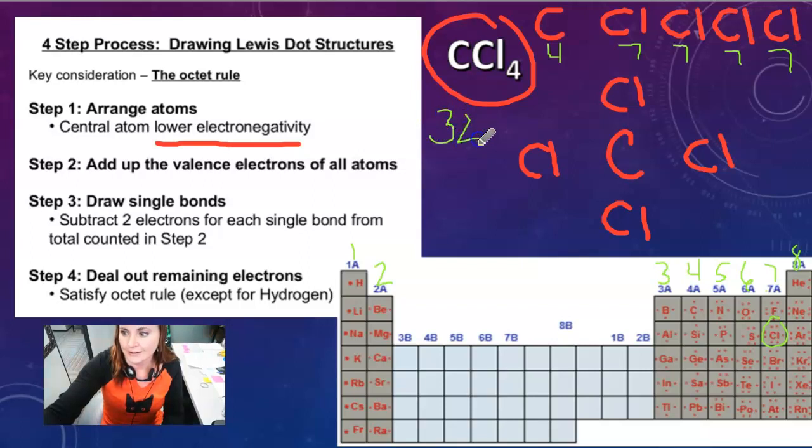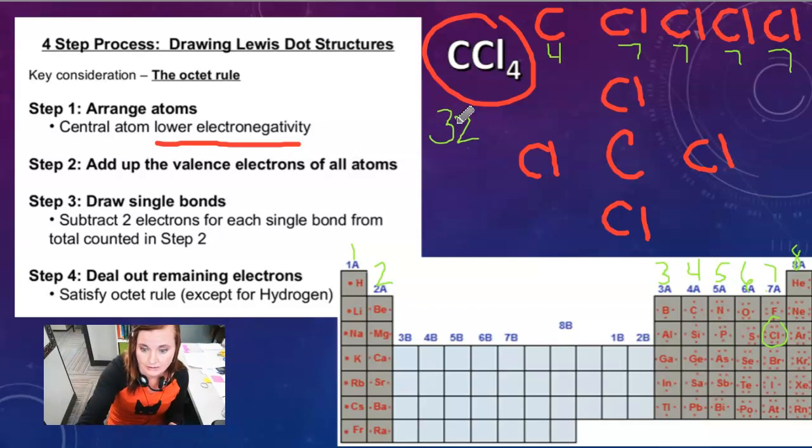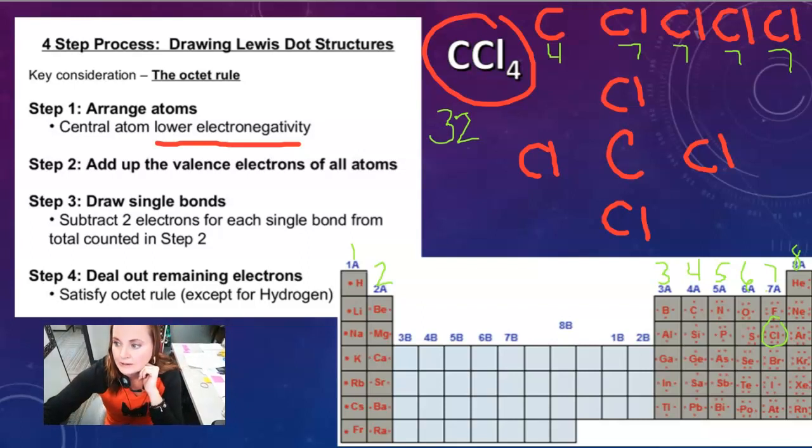Okay, better. Sometimes my tablet isn't the best, but so, 32 total electrons. Now we're going to arrange the electrons around here to try to get the octet rule satisfied for every element. Each one of these, chlorine, carbon, they all need access to 8 electrons. So we have to figure out, how do we get them all access to 8 electrons?